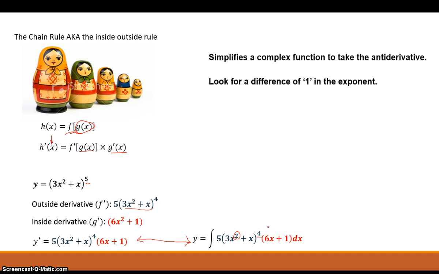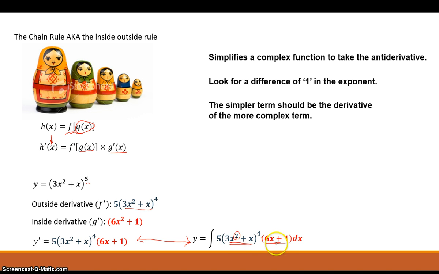Another more in-depth clue, kind of led from this first one, is that the simpler term should be a derivative of the more complex term. So in this case, you can do the sum of the derivatives and the derivative of the sum, and you can see that the derivative of 3x squared is 6x, and the derivative of x is 1. So this 6x plus 1 is a derivative of the more complicated term.